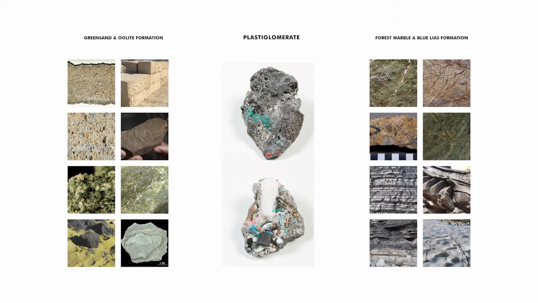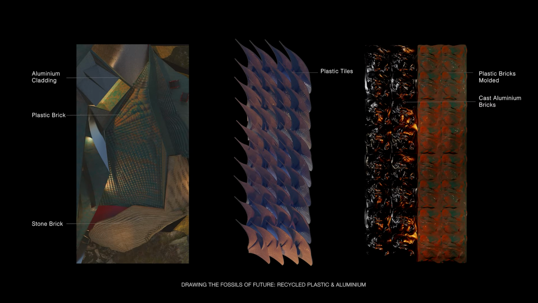Plastiglomerate is a trace of human-nature interaction where natural rocks are partly merged with plastic waste, forming the fossils of the future. Plastic architectural elements that are drawn by the fossils would eventually be left behind as the humans' fossils. Material palette of the rocks are used to design plastic tiles and bricks which are used throughout the building.